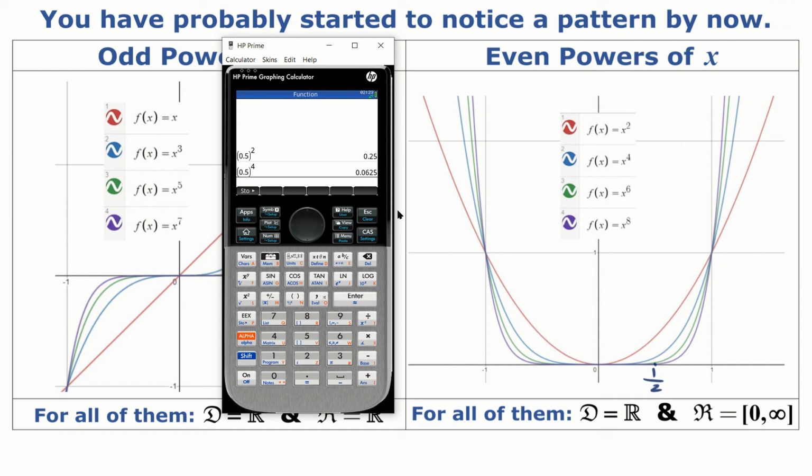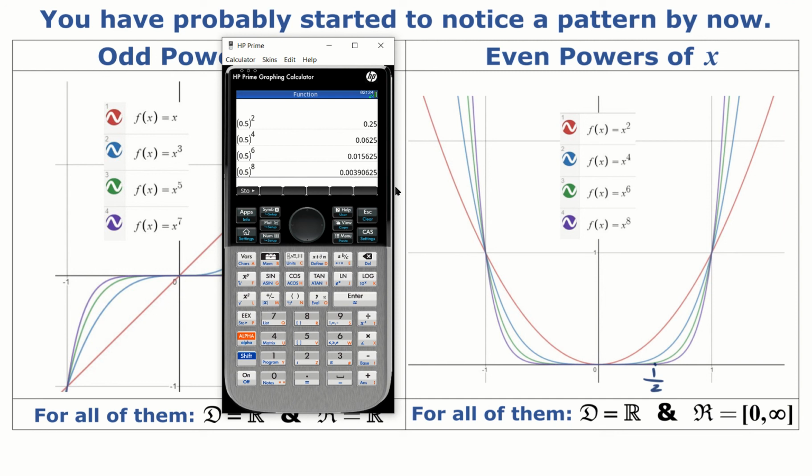Now, if you keep going to the higher powers, let's take 0.5 and raise it to the power of 6. Let me just see if I can copy that. Yeah, that's nice. We'll just change that to 8 now. And see, they keep getting smaller. That's why these curves are getting flatter and flatter. But notice, only between 0 and 1.